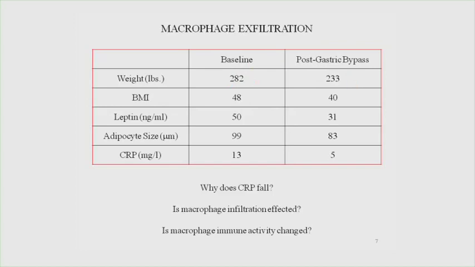Leptin is released by fat cells in proportion to their fat mass and their size. Leptin level falls. Their adipocytes get smaller, C-reactive protein falls. All right, CRP is made in the liver in response to inflammatory mediators. Why is CRP falling with weight loss? Is the macrophage infiltration affected? Are the characteristics, the degree of immune activation of the macrophages affected by weight loss?